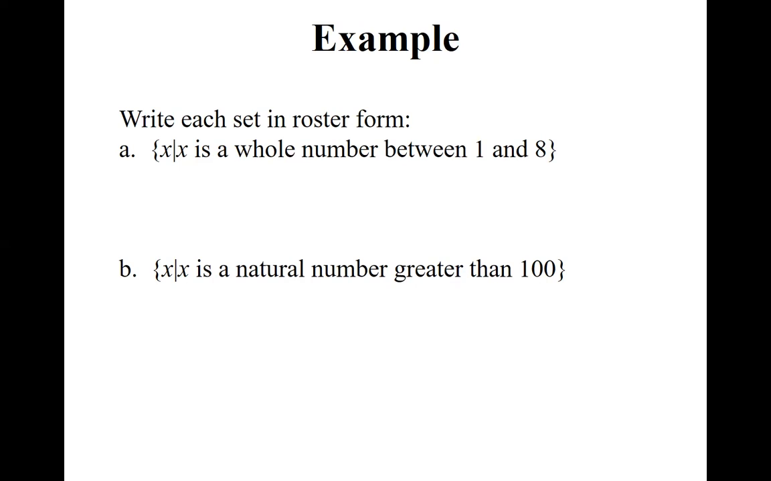Whole numbers are just the counting numbers plus 0. 0 is not between 1 and 8, so we have the counting numbers. The counting numbers between 1 and 8 would be a whole number between 1 and 8. 0 would be included if it said between 0 and 8, but it doesn't. So what are the counting numbers between 1 and 8? 1, 2, 3, 4, 5, 6, 7, 8.